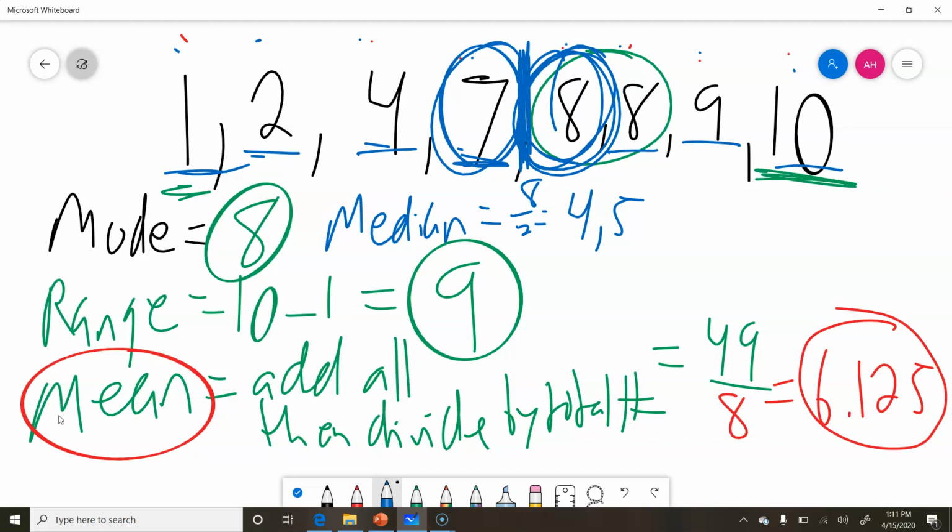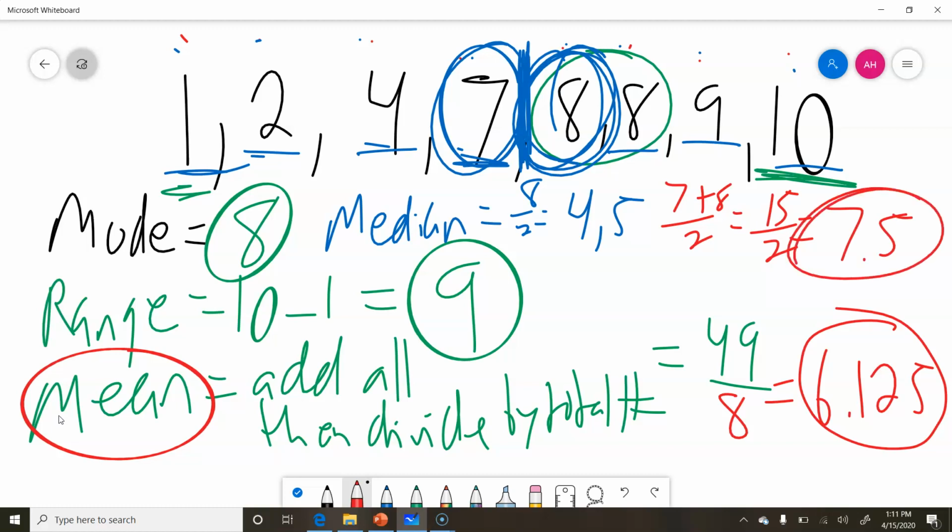Okay, so then all I do is add, so I get 7 plus 8 divided by 2, which is 15 divided by 2, which is 7.5. So my median is 7.5. Okay, that's how we do all of that. That is the review for today.